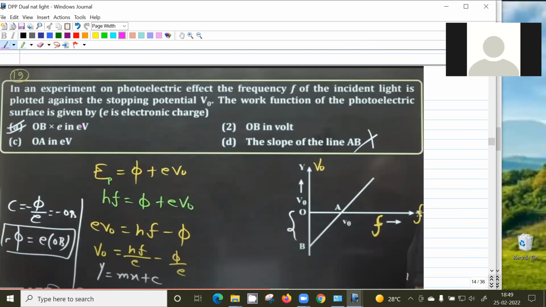Plotting the frequency of the photon versus the stopping potential, the work function of the photoelectric surface is given by? Right. So this is the plot of the stopping voltage versus frequency. Sorry, the x-axis is the frequency nu.